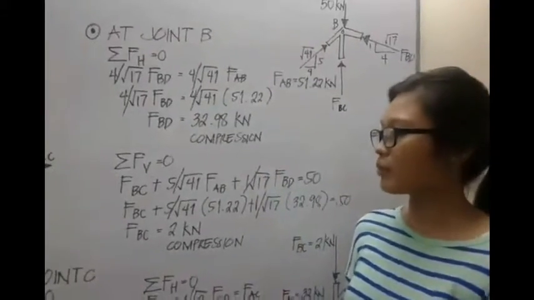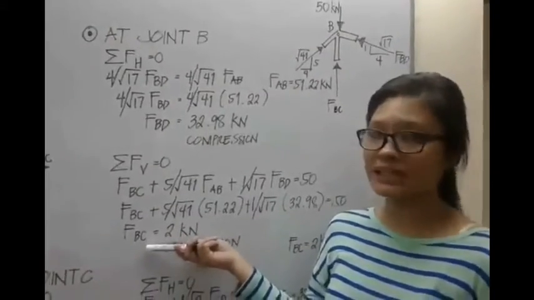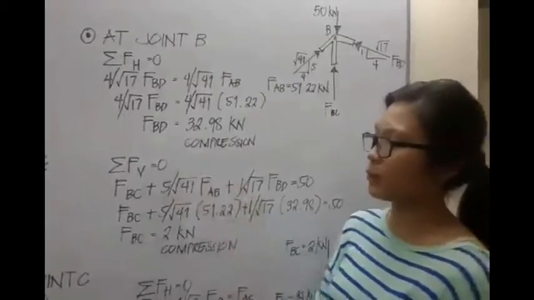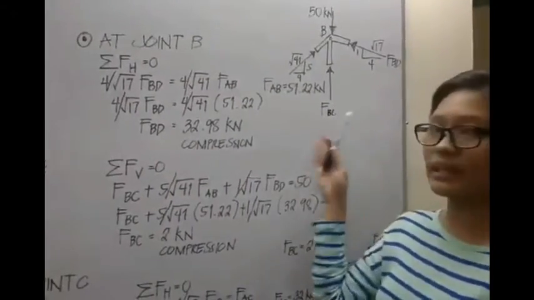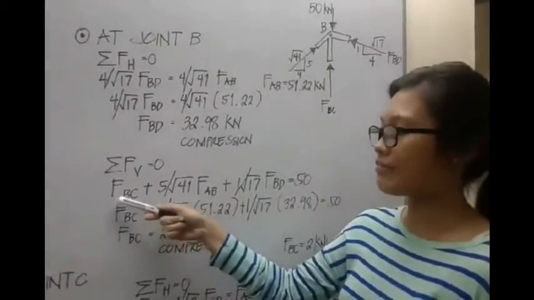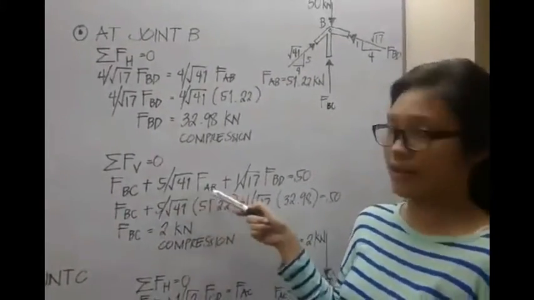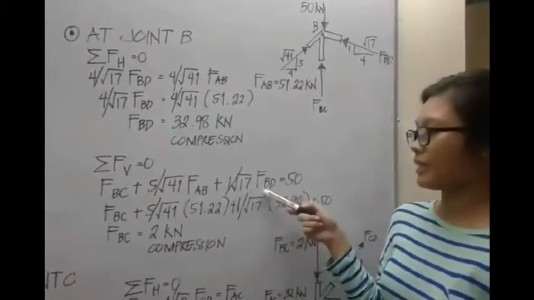Next, let us compute for FBC. We can get the value of FBC through the summation of the vertical forces equal to 0. With the given values, we can obtain the equation FBC plus 5 over square root of 41 FAB plus 1 over square root of 17 FBD is equal to 50.